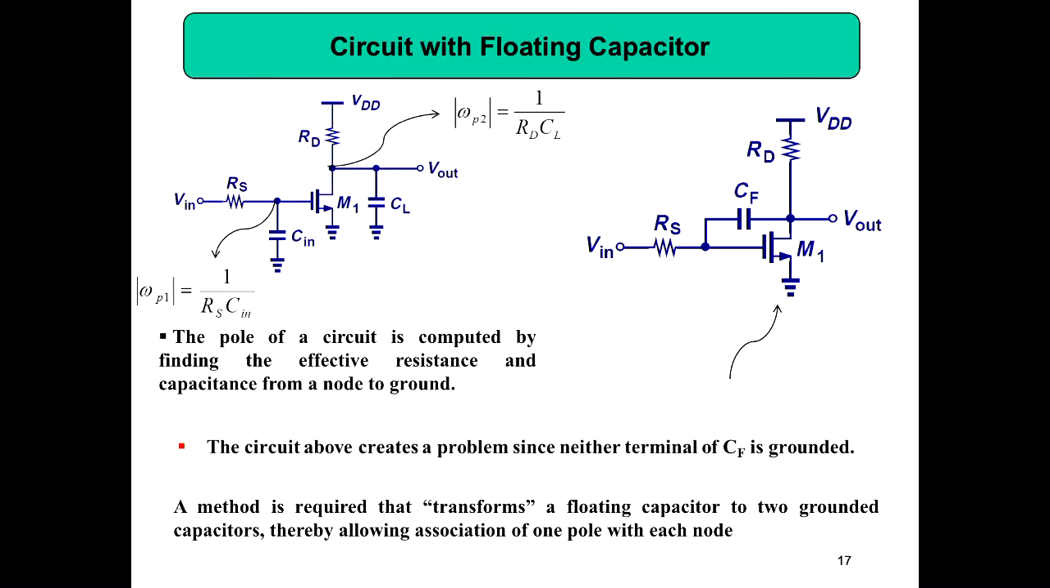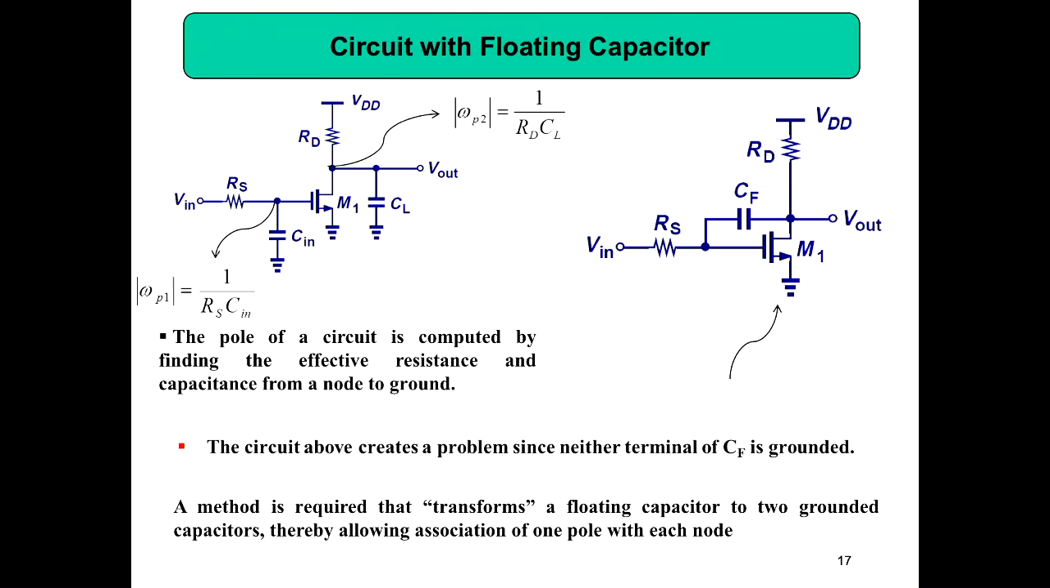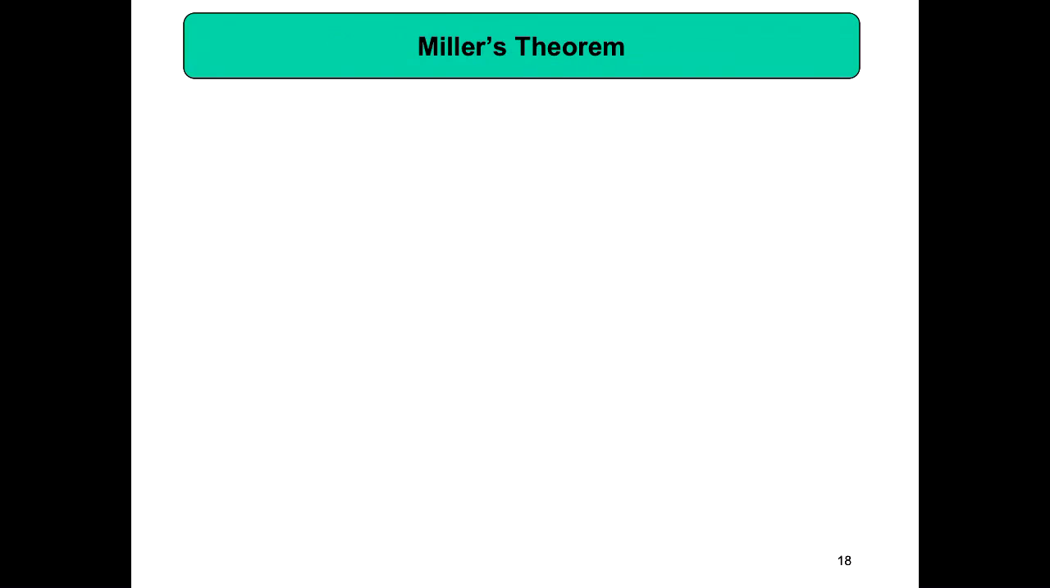A method is required that transforms a floating capacitor into two grounded capacitors, thereby allowing the association of one pole with each node. So if you have a floating capacitor, we have to develop a technique that will allow us to split this capacitor, and then some will come at the input, some at the output. But how to split it? The splitting is called Miller's theorem. Miller came up with a simple technique, because this became a kind of problem.